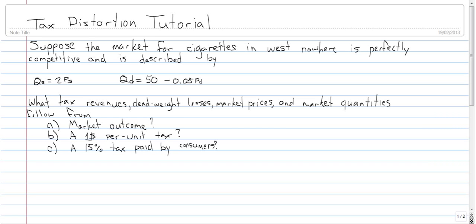revenues and consumer surpluses. So for the market for cigarettes in this made-up town, it's perfectly competitive. Quantity supplied equals 2 times the price. Quantity demanded equals 50 minus 5/100ths of the price. What tax revenues, deadweight losses, market prices, and market quantities follow from A, the market outcome, B, a $1 per unit tax, and C, this 15% tax paid by consumers.